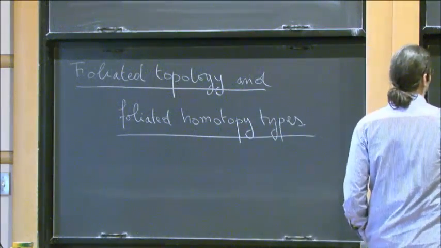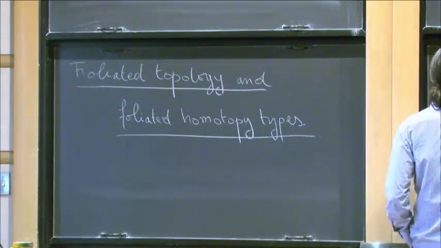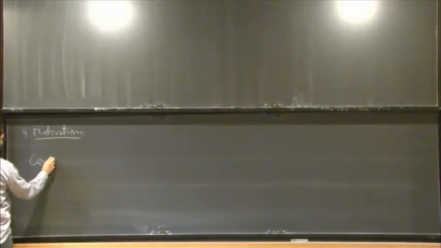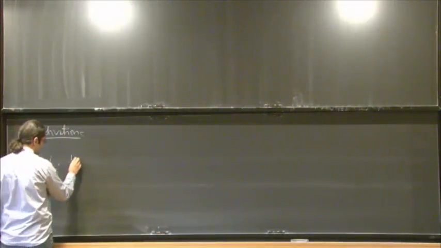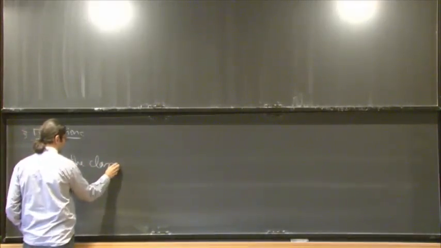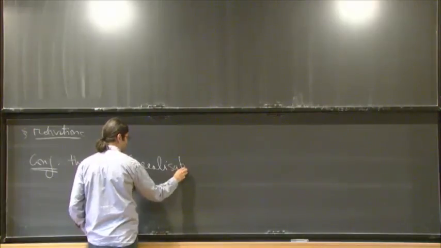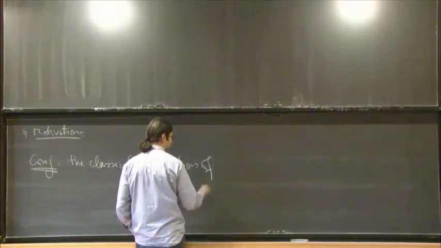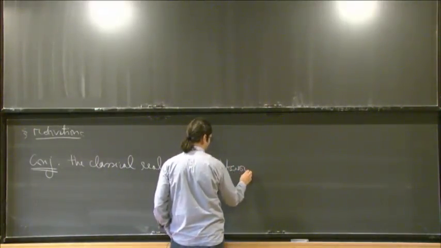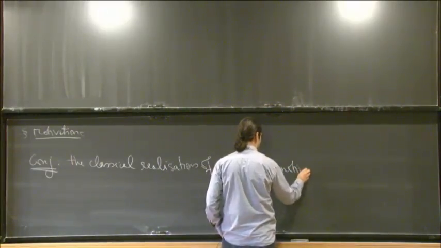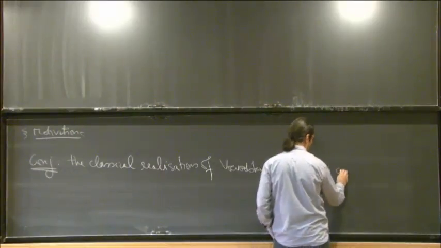So what I will speak about today is motivated by the following conjecture, or sort of motivation. So the conjecture says the following, that the classical realization of, say, Voevodsky's motives is conservative.